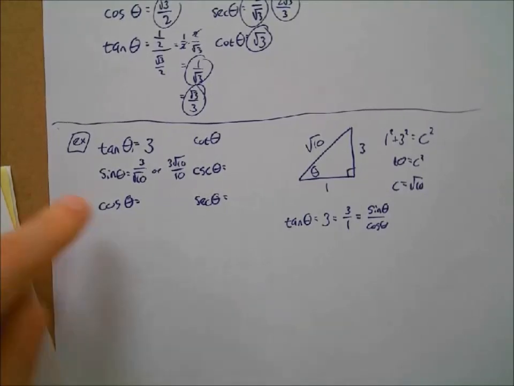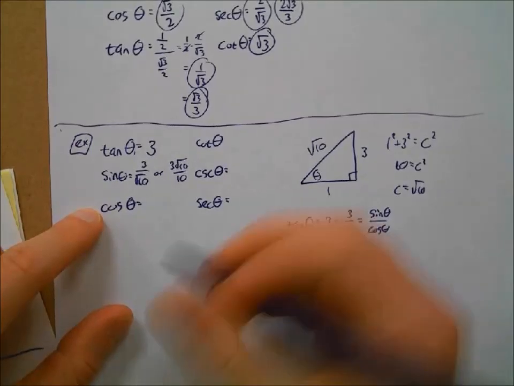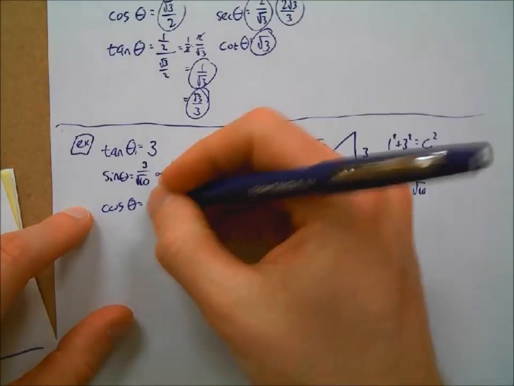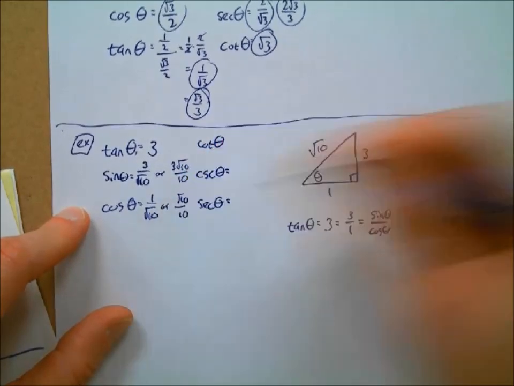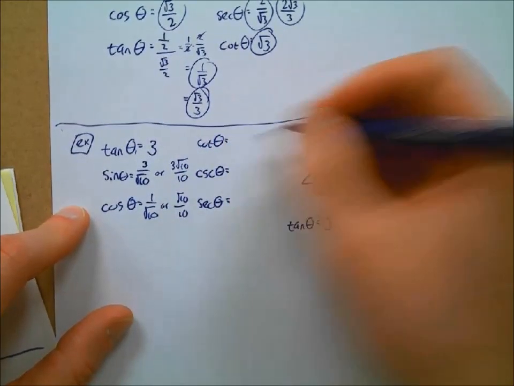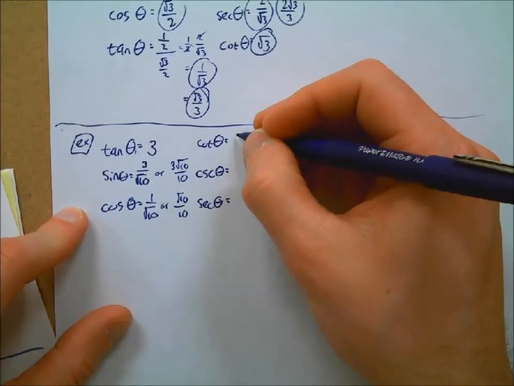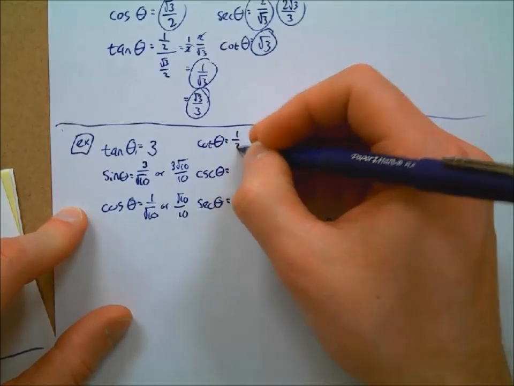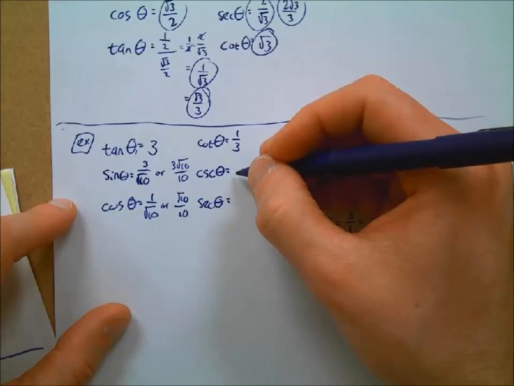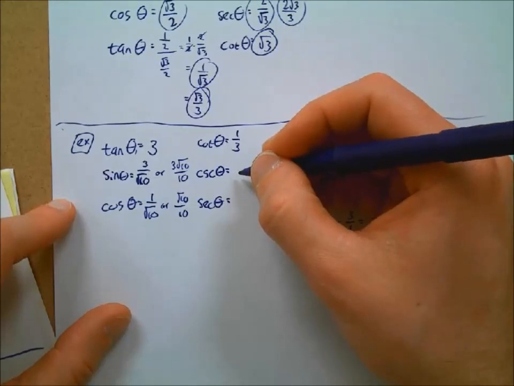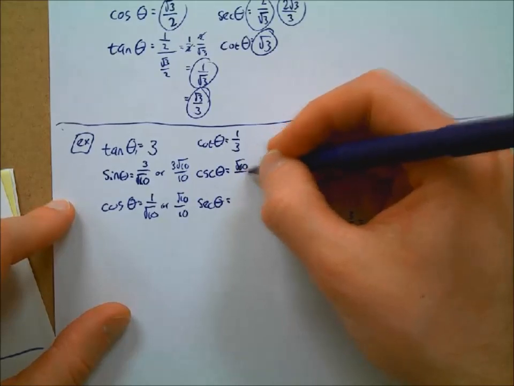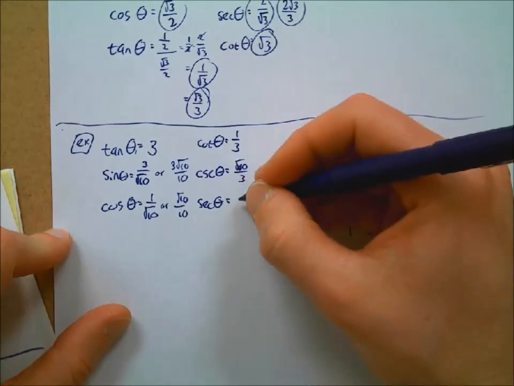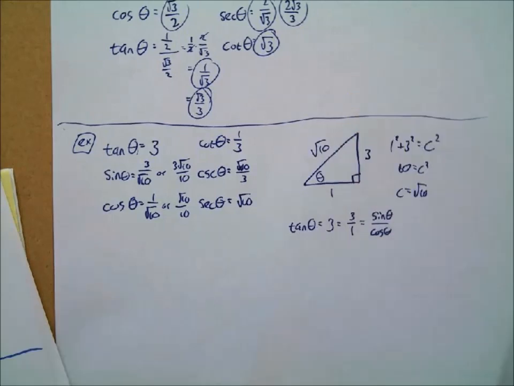So cosine of theta is adjacent over hypotenuse, so 1 over root 10, or rationalized, root 10 over 10. Okay? And then cotangent's easy peasy. What's that going to be? 1 over 3, right? Just the reciprocal. Cosecant is the reciprocal of sine, so it'll be root 10 over 3. And then secant is the reciprocal of cosine, so it's just going to be the square root of 10. Like so.